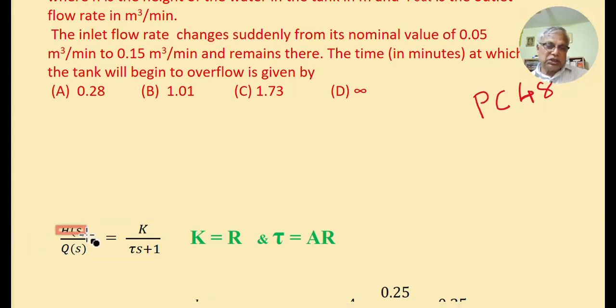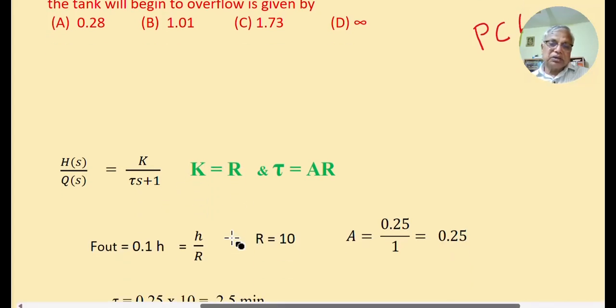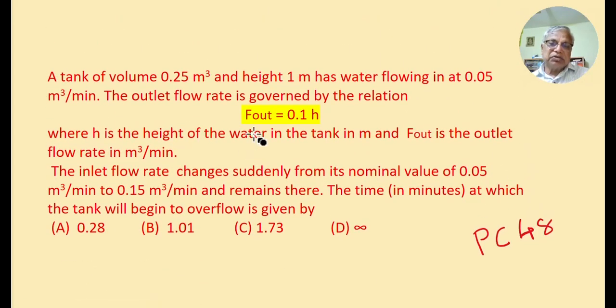We need to find what H is when there is some disturbance in Qs. Well, we need these parameters R and tau. So K is equal to R. Sorry, the gain is R. And what is the resistance here? The resistance can be found out from this relation.